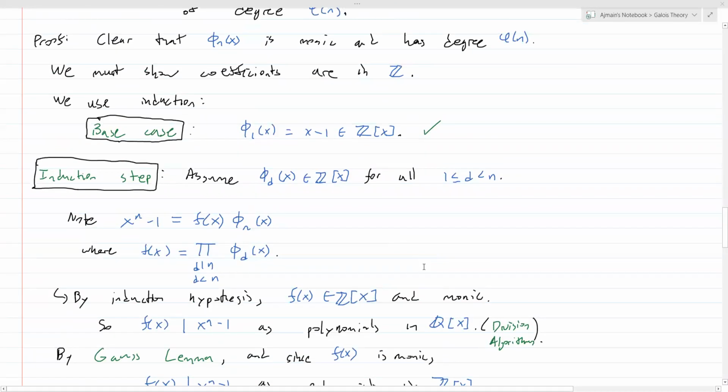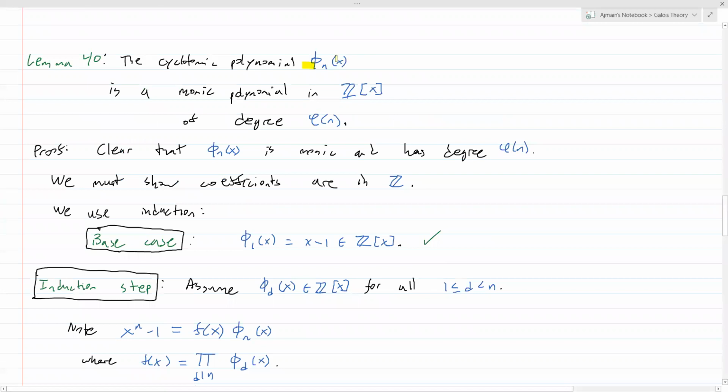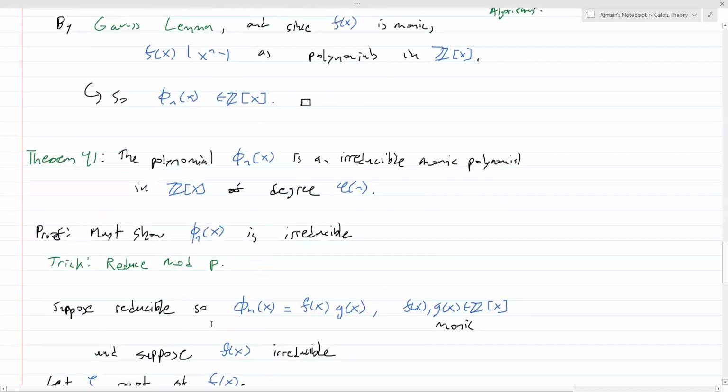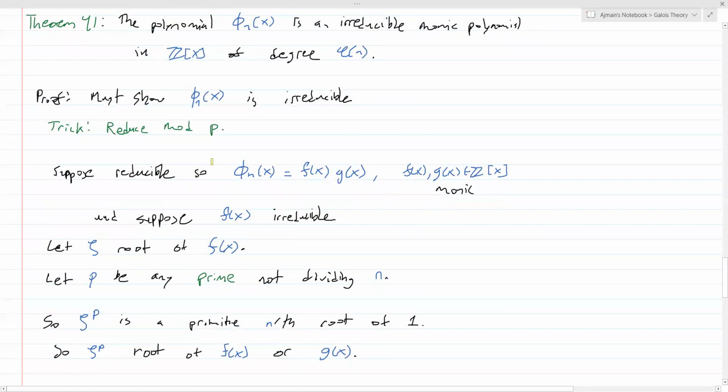Right. So we proved that the nth cyclotomic polynomial has integer coefficients using induction and Gauss's lemma. Now I'm going to prove that it is also an irreducible monic polynomial, and this is the key. The proof idea is a fun one: the trick is to reduce mod p, and I'm going to explain it.